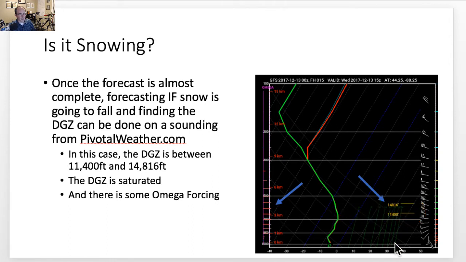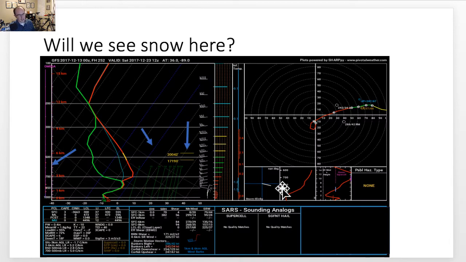So you would say, okay, what's happening within that dendritic growth zone on the sounding? In this case, it's saturated between about 11,500 feet and about 14,500 feet, give or take. And in this case, there is also omega. We've got some forcing happening in there, warm air advection. Not necessarily forcing, but it's kind of forcing and warm air advection. It's not one thing or the other. In this case, you've got something similar. In this case, though, there it is, but it's very dry, and there's not really any omega happening.